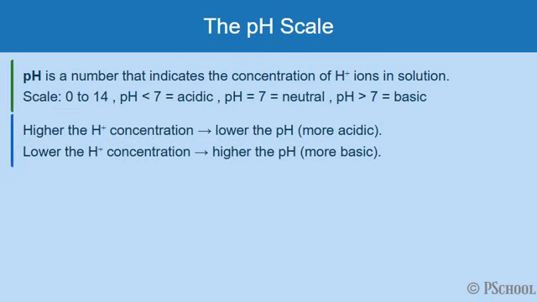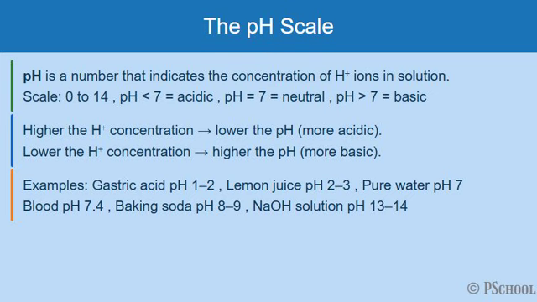Higher the H+ concentration, lower the pH, more acidic. Lower the H+ concentration, higher the pH, more basic. Examples: gastric acid has pH 1 to 2. Lemon juice has pH 2 to 3.